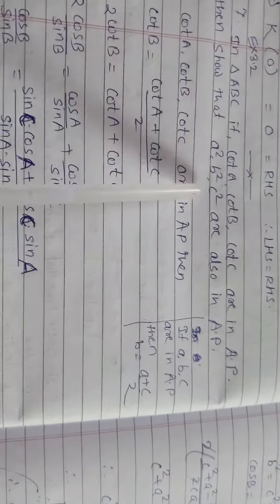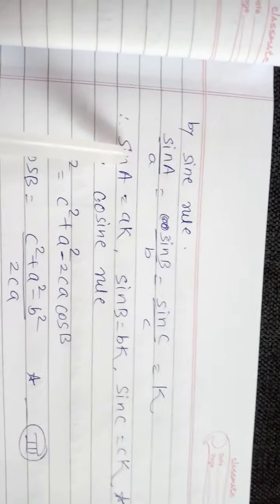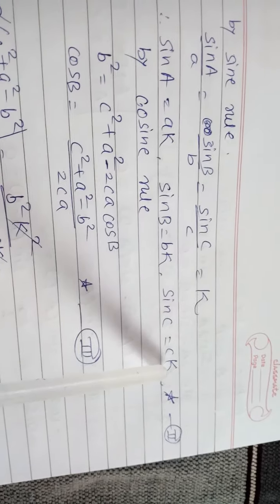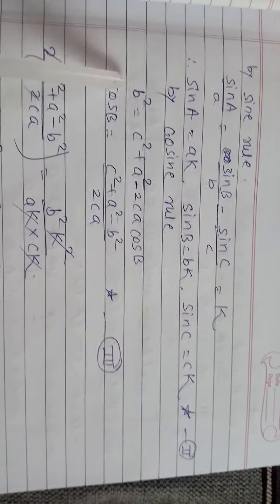So here we got the first one, that is the answer of 2 cos B is equal to sin square B upon sin A into sin C. Now we are going to write the sine rule. By sine rule we know that sin A upon a is equal to sin B upon b is equal to sin C upon c is equal to k. So sin A is equal to ak, sin B is equal to bk, and sin C is equal to ck. So this we say is the second one. Here is the first one, that is this equation is first, we consider it, and we consider this one as the second equation.